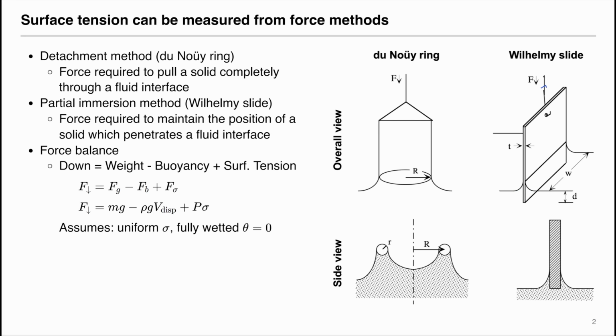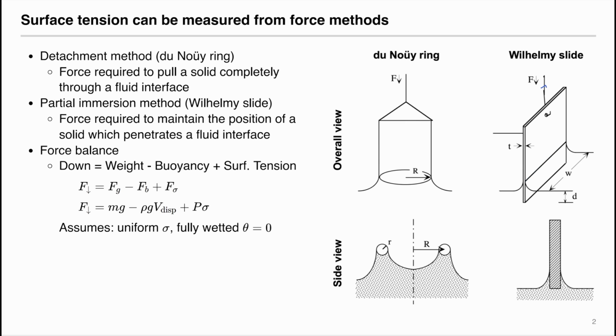To calculate the surface tension, we perform a force balance on the ring or the slide. The downward force is equal to the gravitational force or weight, minus the buoyancy force that is upward, plus the surface tension force that is at the interline of each surface that is holding the slide down.